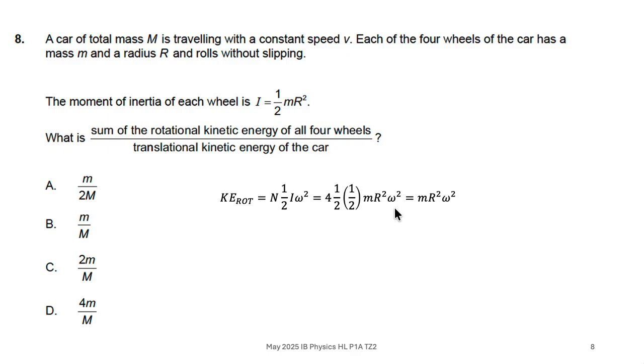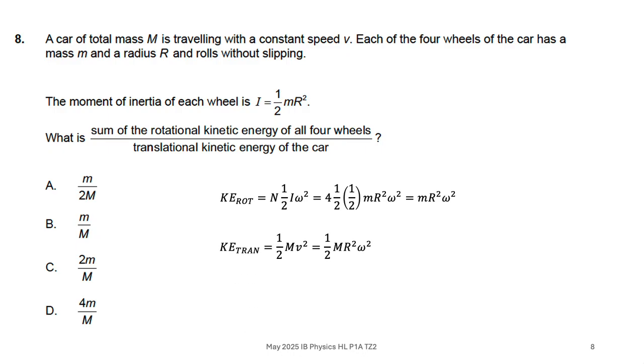So what I've done here is I've substituted I in here, half mr squared. And we can then look at the maths there. We've got 4 times a half. Actually, those numbers are going to cancel out. We've simply got mr squared omega squared. So this is the total kinetic energy of all four wheels. I've left it in that way because we're going to then do something else.